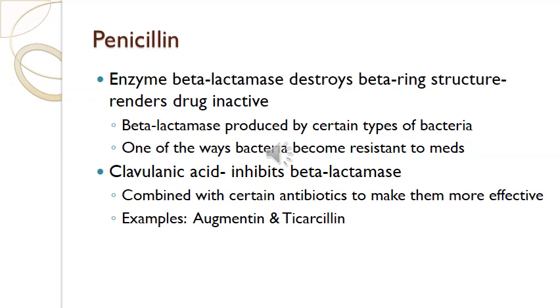Examples of this: Augmentin, which is a very common type of antibiotic, has the clavulanic acid added to it, and we also have tetracyclines, which is another type of penicillin where this gets added. Again, it just makes the antibiotic more effective because it doesn't allow the beta-lactamase to destroy or render the penicillin ineffective.